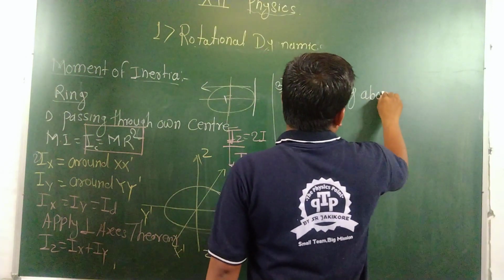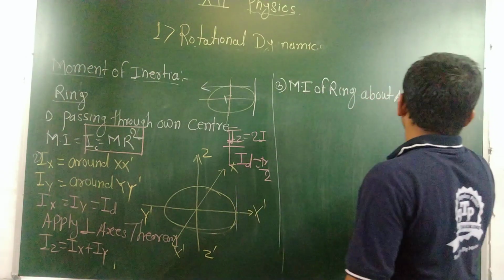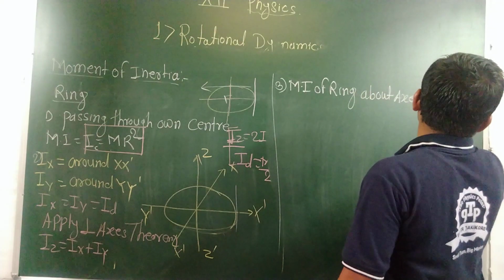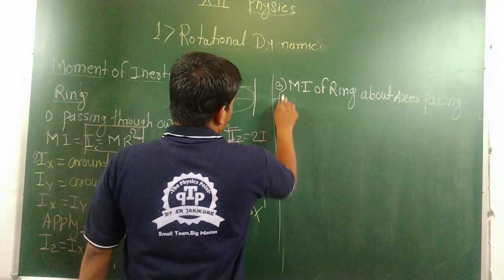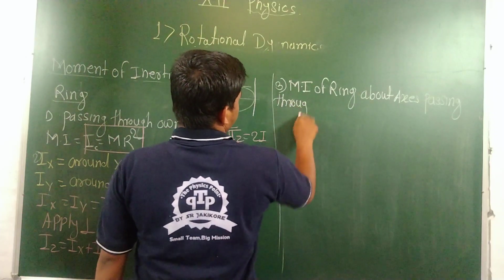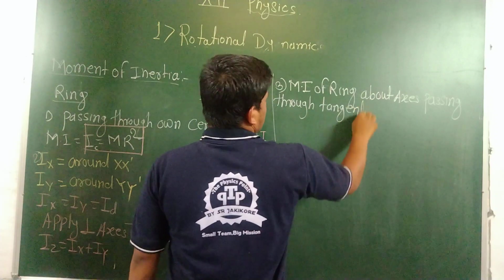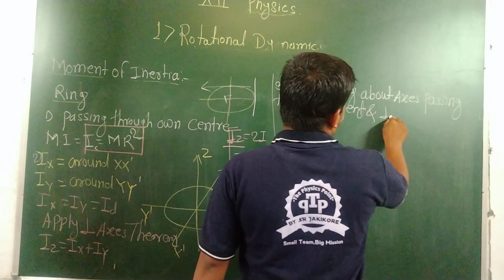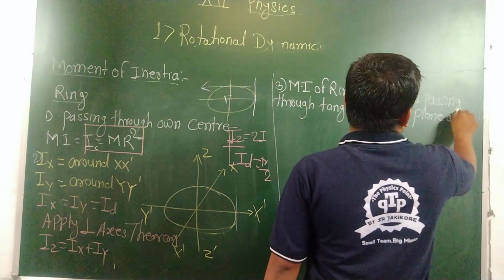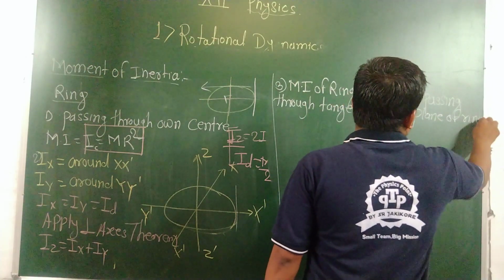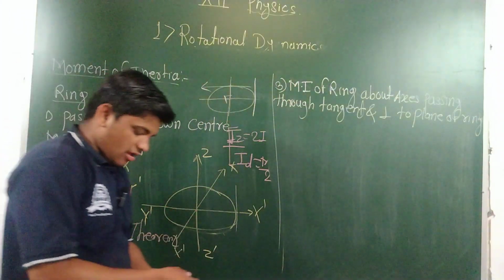about axis passing through the tangent, and perpendicular to plane of ring. Okay, the diagrammatic representations have been drawn here.